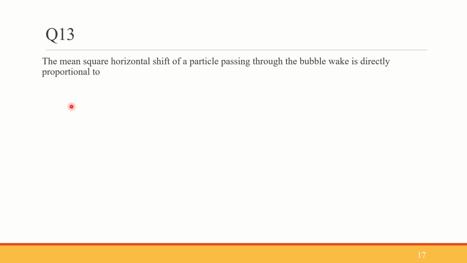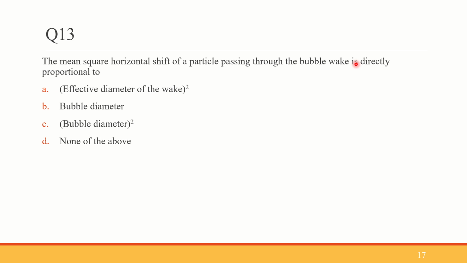In question 13, it is asked about the mean square horizontal shift of a particle passing through the bubble wake is directly proportional to dash. Option A, effective diameter of the wake. Option B, bubble diameter. Option C, bubble diameter square. Option D, none of the above.